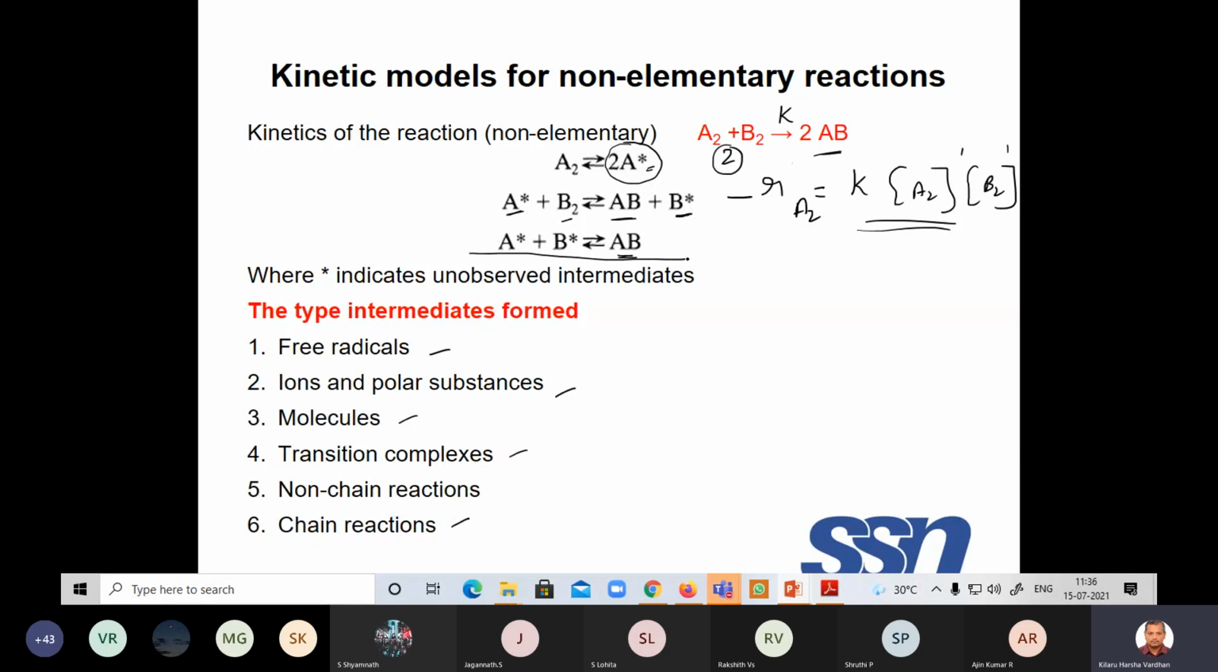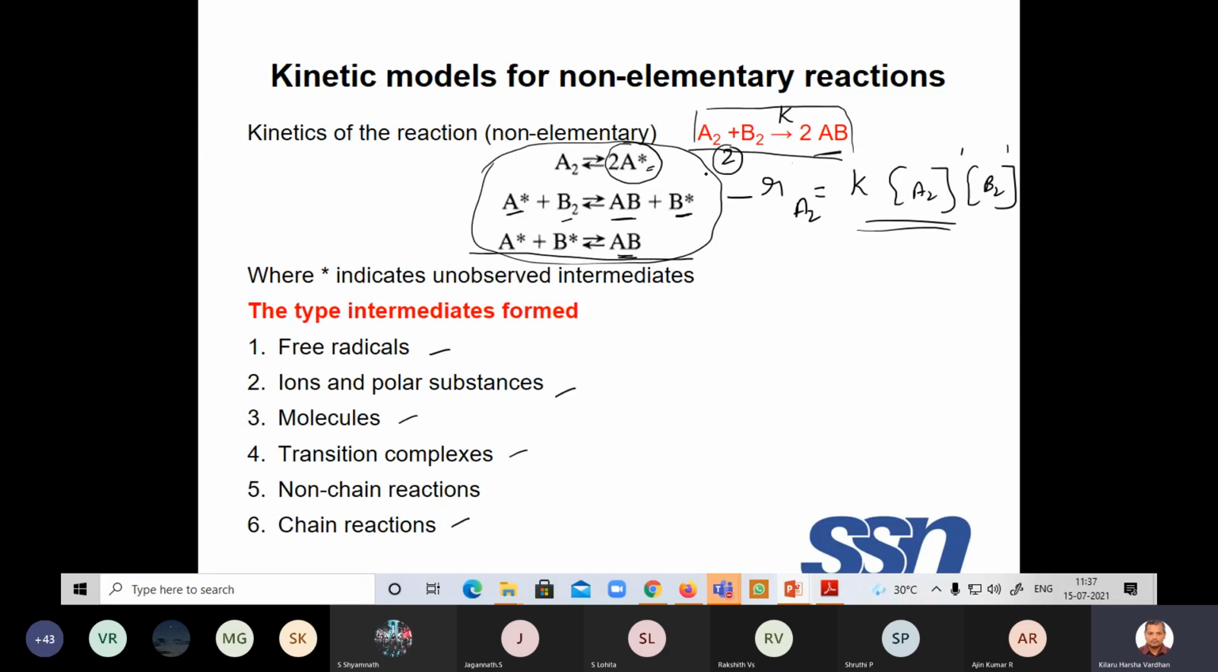Because you are assuming this is an irreversible reaction, but when you are writing it as a series of steps, you are assuming it is a reversible reaction. Either it can form this or this. So total 6 reactions are there, because this is 2, this is 2, this is 2. And if you club all the reactants and all the products, you are going to get this particular thing. So you are splitting this non-elementary reaction as a series of elementary steps.